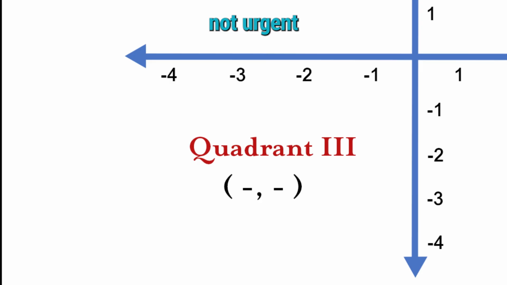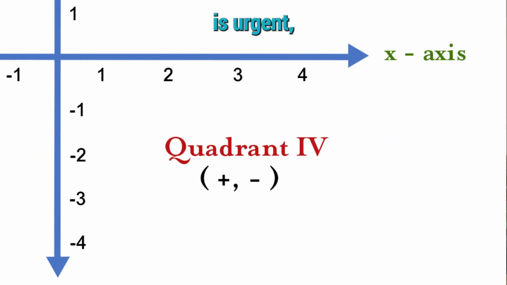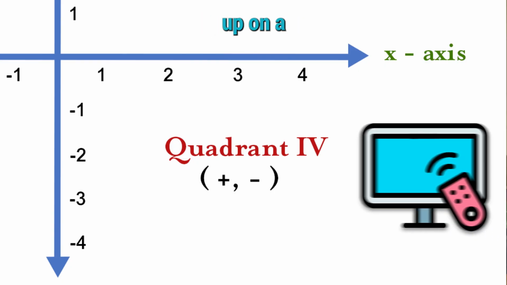Quadrant 3 is not urgent and not important. These are often distractions. For example, attending an event you're not interested in or running errands for others. Quadrant 4 is urgent but not important. These are often interruptions. For example, catching up on a TV show.